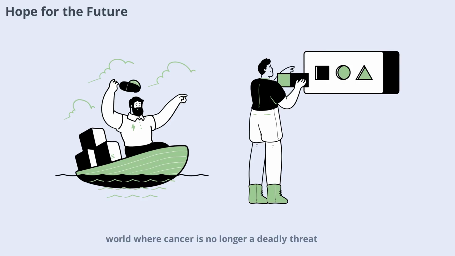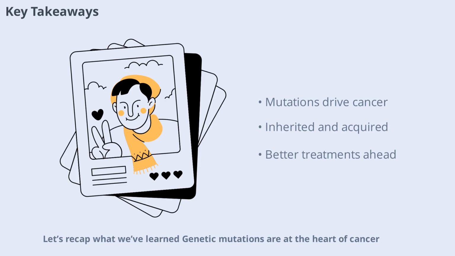Let's recap what we've learned. Genetic mutations are at the heart of cancer. They can be inherited or acquired, and they disrupt the normal controls on cell growth. Advances in genetics are leading to better treatments, prevention, and hope for the future. Staying informed and proactive is the best way to protect your health.